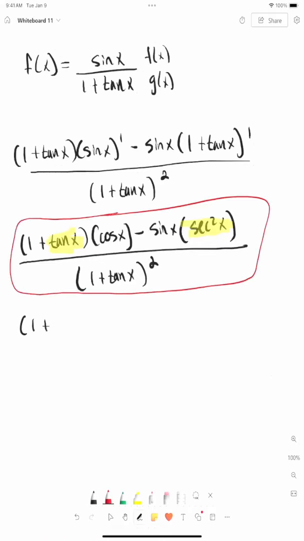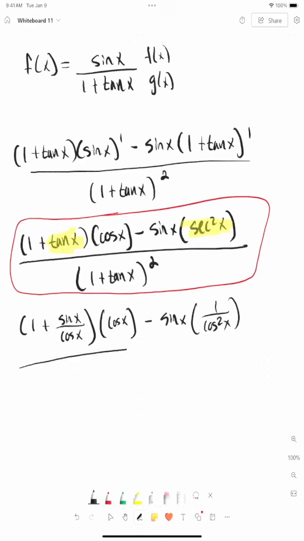So technically speaking, you could probably just say this is the final answer. But if your professor says to use some trigonometric identities to simplify it, well, you're going to have to simplify it. So tan x is sine x over cosine x. And so then we have cosine x on the outside here, minus the sine x, and then secant squared x is 1 over cosine squared x. And that's all over the (1 plus tan x) squared.